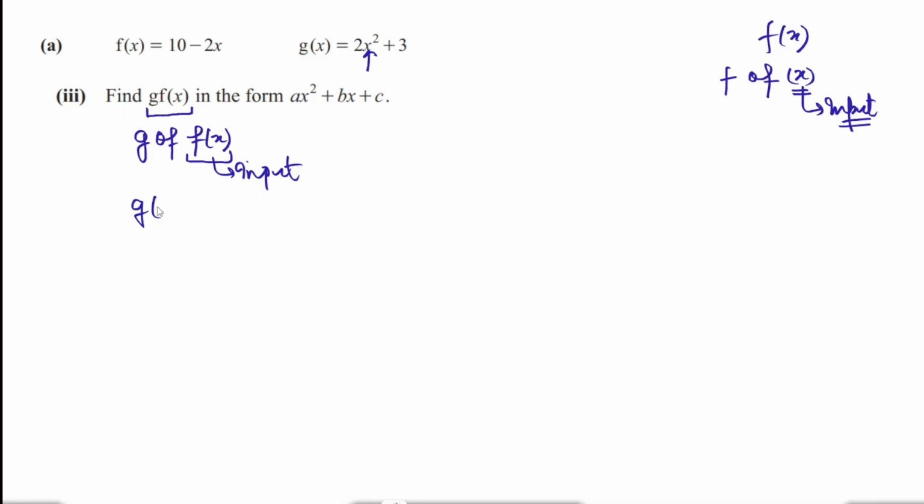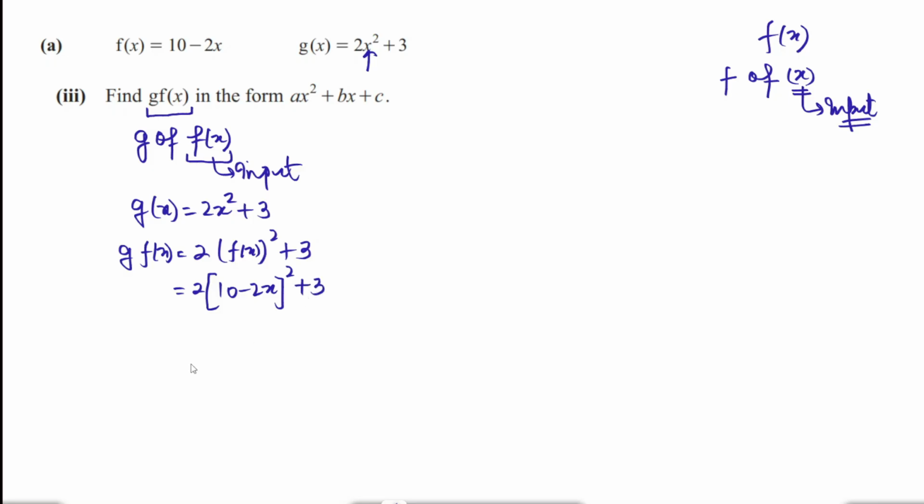So what is g of x? That is given as 2x square plus 3, and g of f of x, how do you write it? 2 times f of x square plus 3. What is going to happen? 2 times f of x. What is f of x? 10 minus 2x whole square plus 3. Now you have to simplify the bracket first, because when we have plus, minus and brackets together, we always use BIDMAS or BEDMAS, whatever you like. So first of all, we solve the bracket.